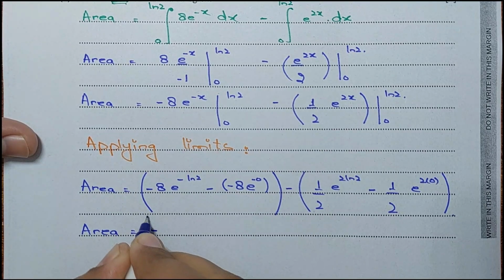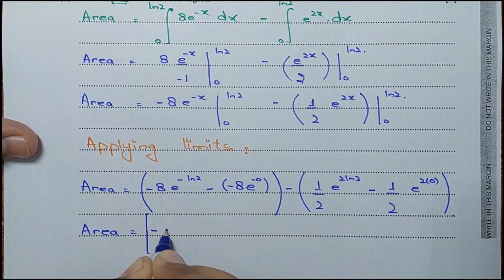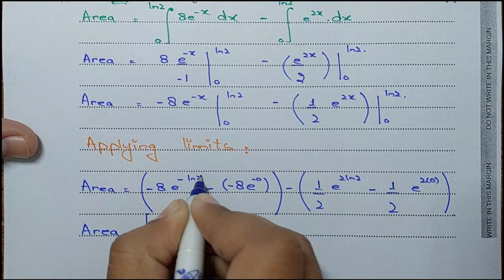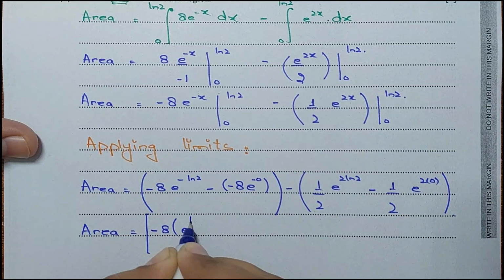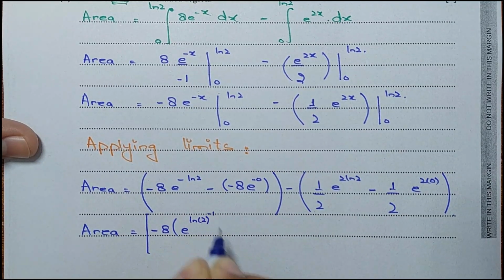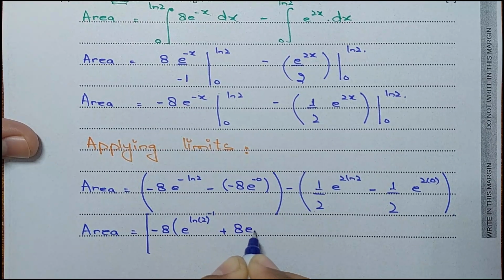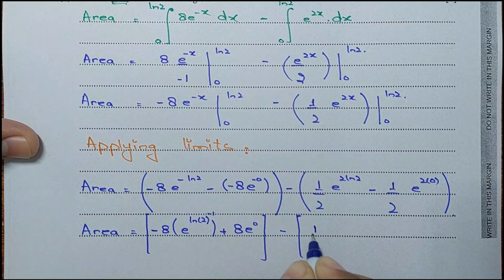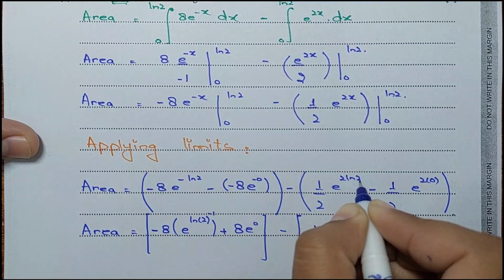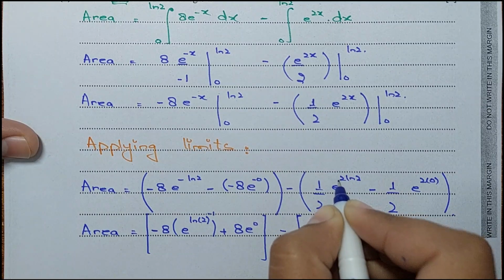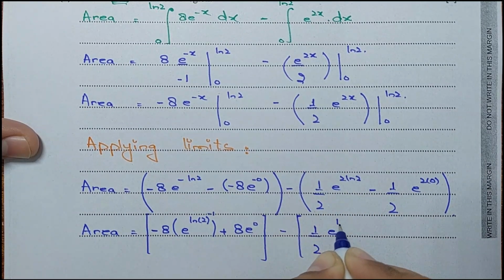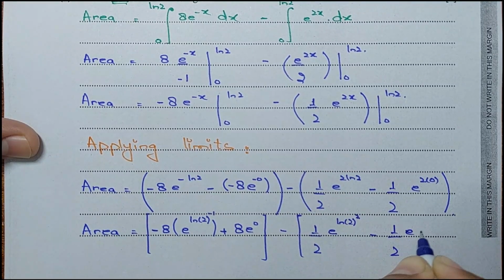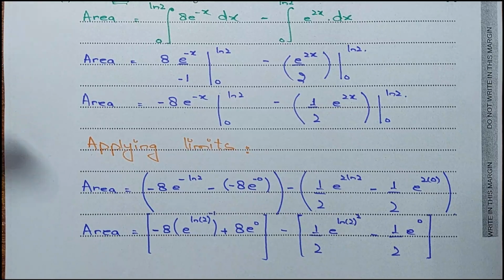okay, here we have to use a property of log. 8 is as it is. This minus sign is before the log, so it comes into the power: e power ln 2 to the power negative 1, plus 8 e power 0, minus, we have half e power ln. By the property, any number which is multiplying before the ln comes into the power of 2, so its power is 2, minus 1 over 2 e power 2 times 0, which is 0, right?